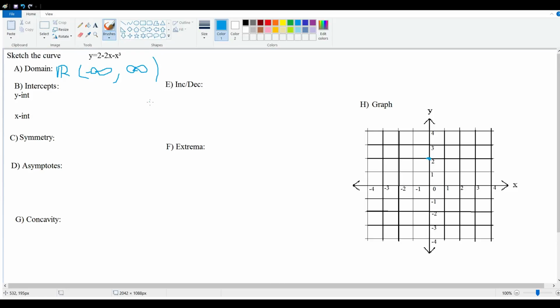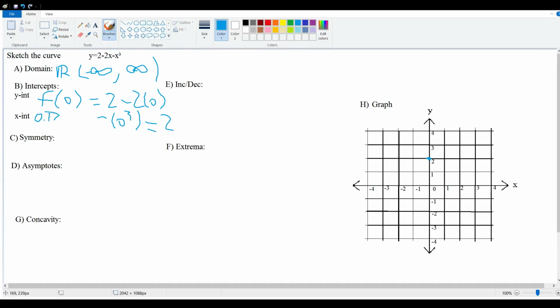Alright, and then the y-intercept. To find the y-intercept, all you got to do is plug in 0 into the function for x. So f of 0 is equal to 2 minus 2 times 0 minus 0 cubed, which is going to give you 2. For the x-intercept, using Newton's method, after a lot of trial and error, you're going to get approximately 0.77.